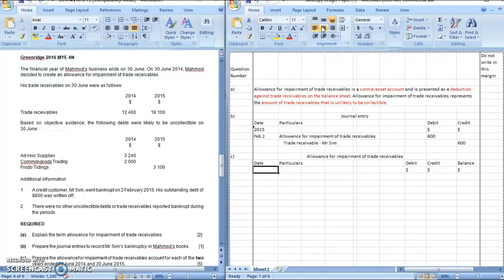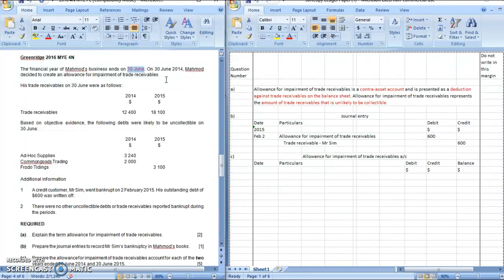Now, to do this question, you always need to check and find out if there is any beginning balance for the allowance for impairment of trade receivables. In this question, there is no beginning allowance account. How can you tell? It says here that the financial year of Mahmood's business ends on 30th of June. So this is a very important piece of information. That means it does not have a calendar year sort of financial year. It ends on 30th of June, therefore it starts on the 1st of July. And on 30th of June 2014, Mahmood decided to create an allowance for impairment of trade receivables, meaning there was no beginning balance of allowance.